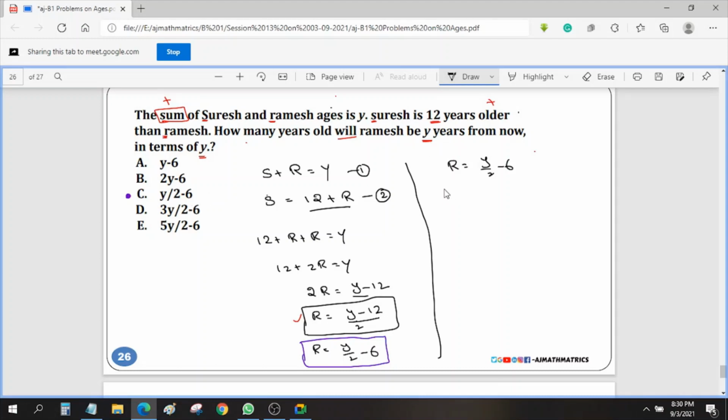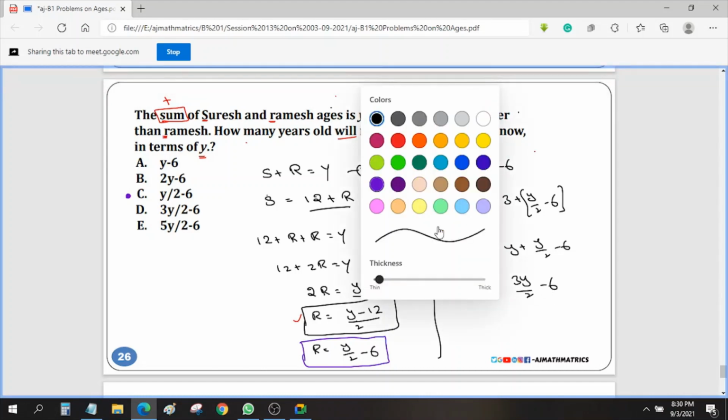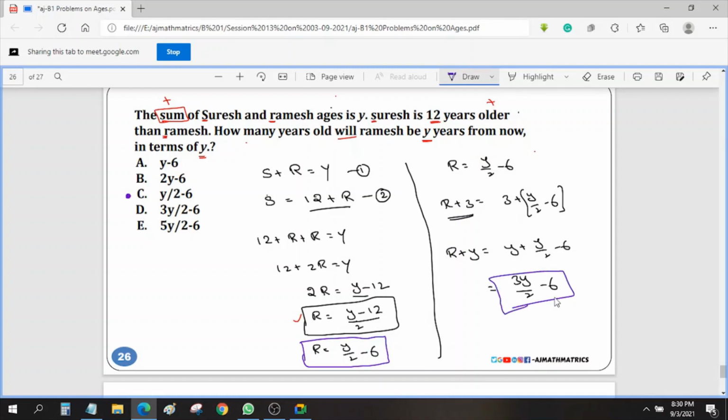Y years from now. For example, if Ramesh's age is y by 2 minus 6, after 3 years, what will we do? R plus 3. So you will do like this, right? 3 plus y by 2 minus 6. This is Ramesh's age. So Ramesh's age now is y by 2 minus 6. 3 years from now means you will simply add 3. Y years from now means we need to add y. So R plus y equals y plus y by 2 minus 6, which is 3y by 2 minus 6. So the answer for the question is 3y by 2 minus 6.